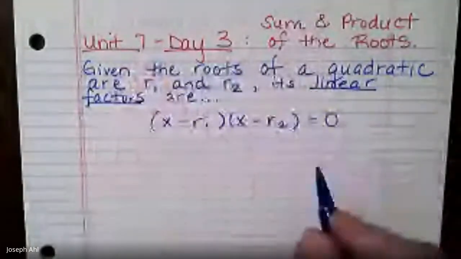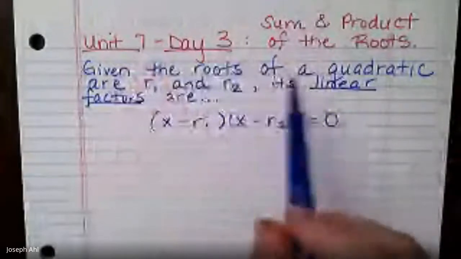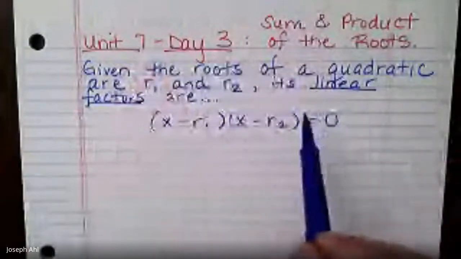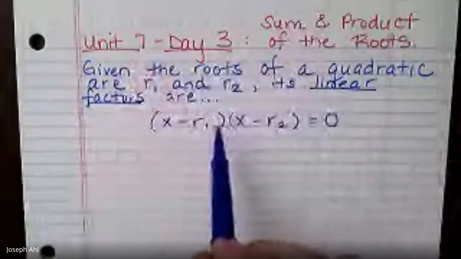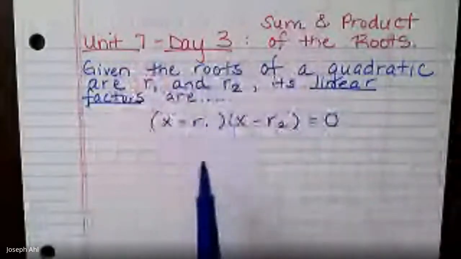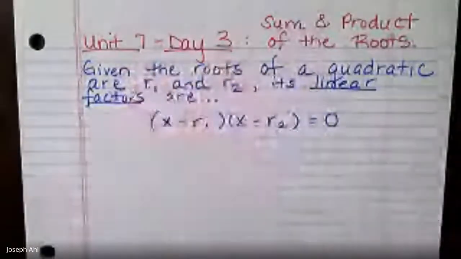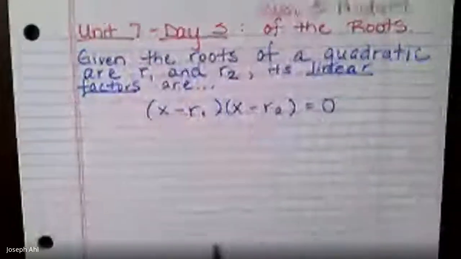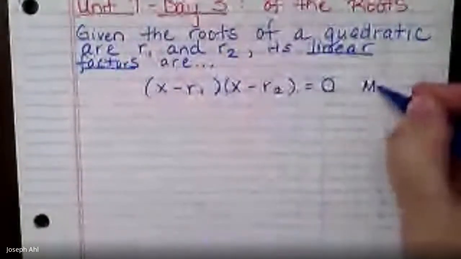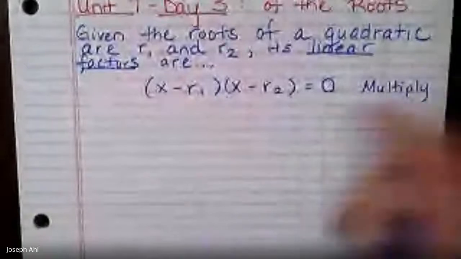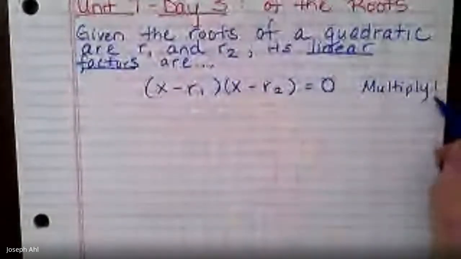Since we're talking about an equation, we need to set this equal to 0, such that if I set each of these factors to 0 individually, we get those two roots. So what do I want you to do with this information? I want you to multiply it out. I want to see what quadratic is the result of multiplying these two things together.